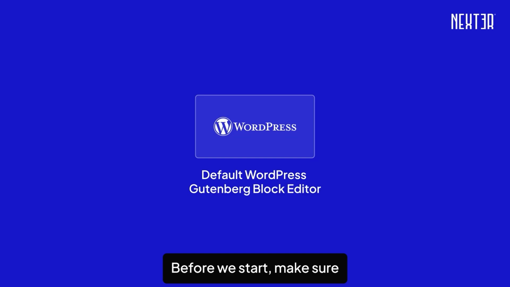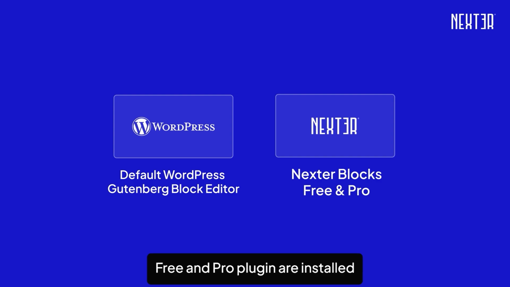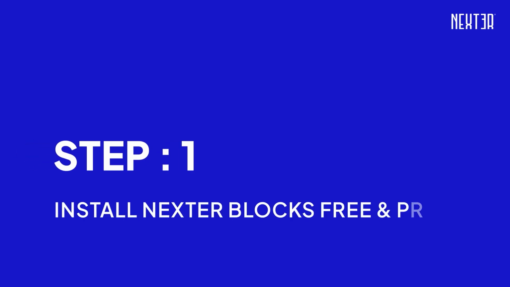dive in. Before we start, make sure the default WordPress Gutenberg block editor is active on your site. Also make sure both the Nextblocks Free and Pro plugins are installed and activated on your site. Step 1. Install both the Nextblocks Free and Pro plugins.